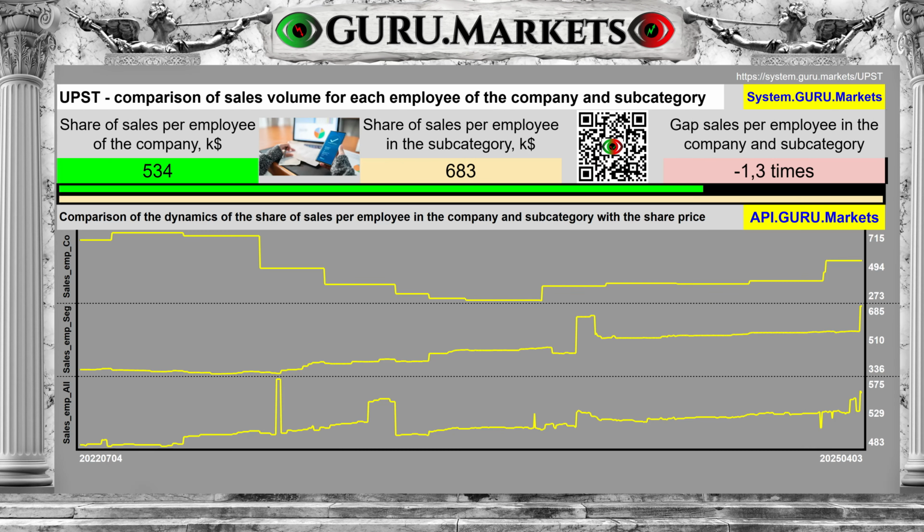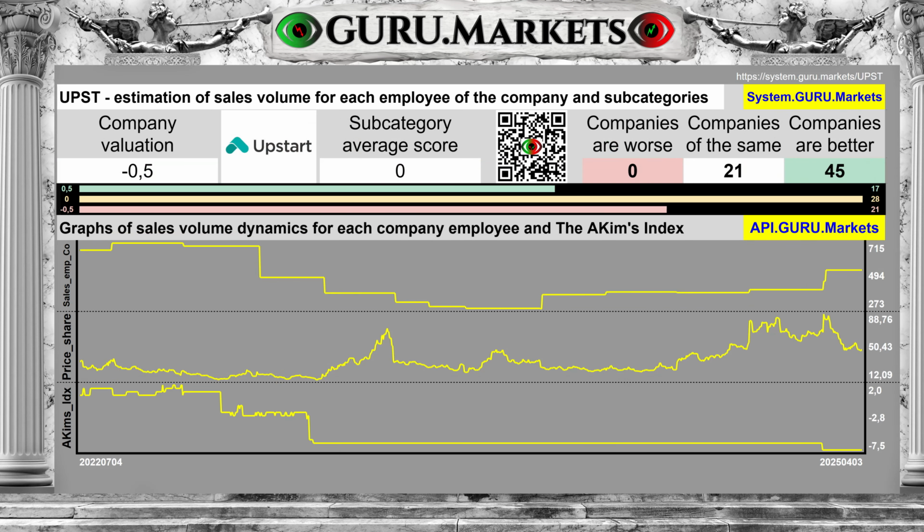The amount of revenue per individual employee of the organization is $534,000. For the subcategory, $683,000. The difference between the subcategory average and the company's performance is 28%. Estimation of sales volume per individual employee in comparison with the indicators of companies in the subcategory: tolerable, -0.5 points.